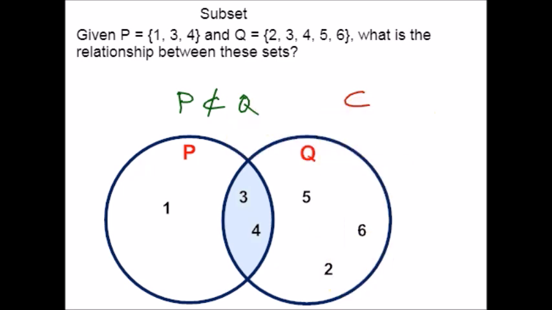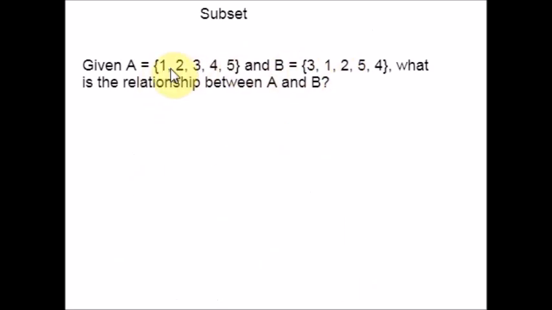You may also get questions for equivalent. Equivalent means both the sets will be equal. I'll give you an example. We have two sets A and B. 1, 2, 3, 4, 5 are the elements of A. And 1, 2, 3, 4, 5 are the elements of B. The elements are the same, but they are arranged in a different order. That's the difference. So what is the relationship between A and B?